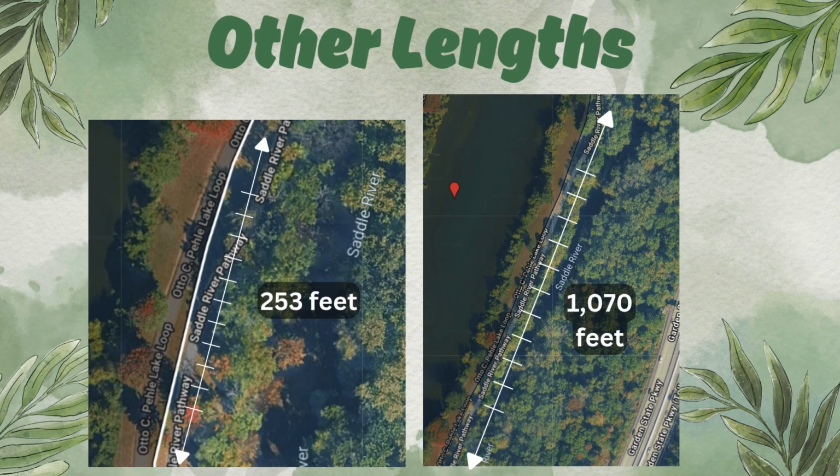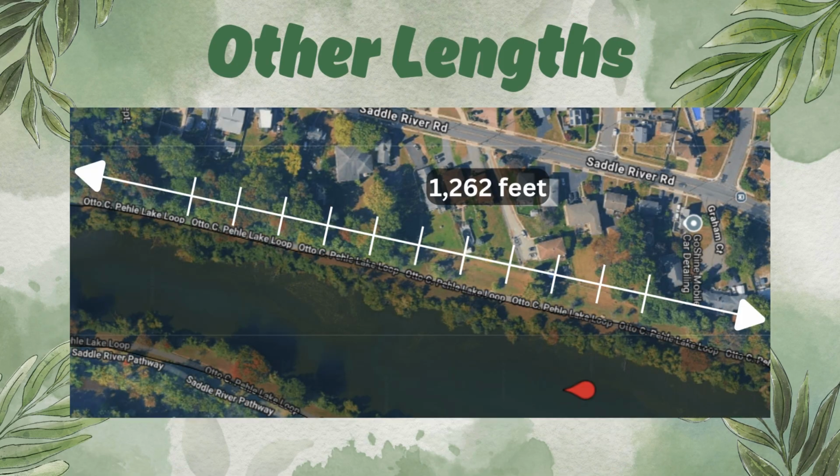Then I calculated the length of a smaller section of the path between two of the curves, and that ended up being 253 feet, as well as the length of most of one side, which ended up being 1,070 feet. Then I calculated the length of the other side, which was between the two curves as well, and that ended up being 1,262 feet long.